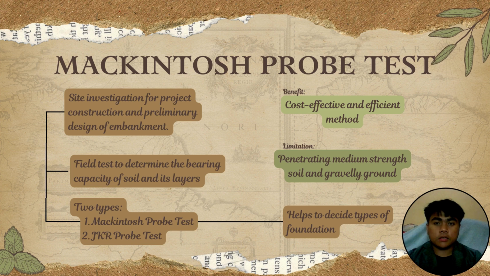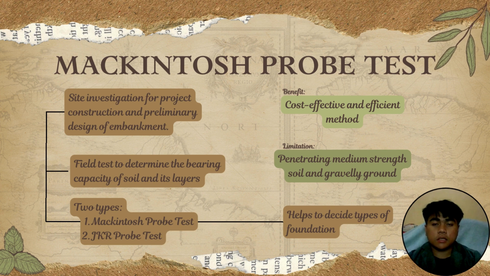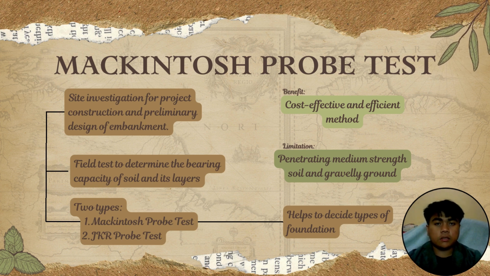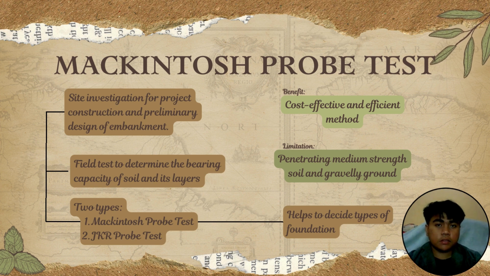Mackintosh prob test is a site investigation that is usually used for project construction and preliminary design of embankment. The field test is run to determine the bearing capacity of soil and its layers. There are two types of standards to run the testing, which are JKR prob test standard and Mackintosh prob test standard. In comparison, there are several slight differences for both of the testing methods.